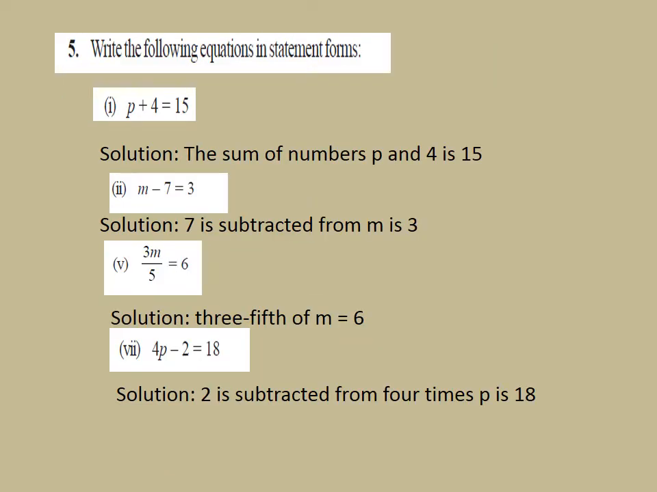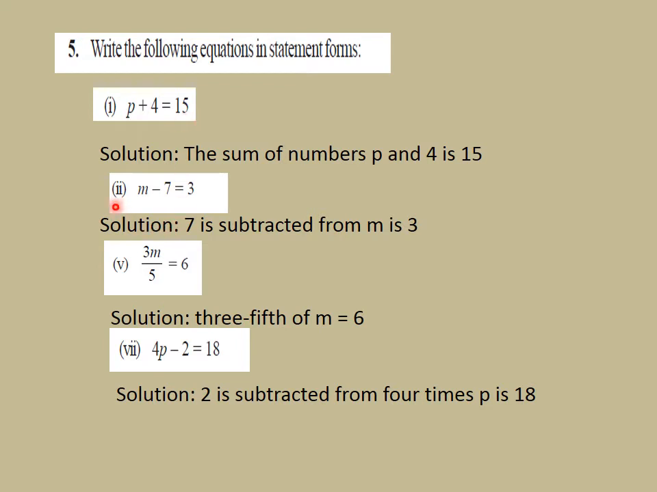Now let us start fifth question. Write the following equations in statement forms. Okay. So now equations are given. You have to write them in statement form. So p plus 4 is equal to 15. So what is the answer? The sum of numbers p and 4 is 15. Okay. Very simple to write.